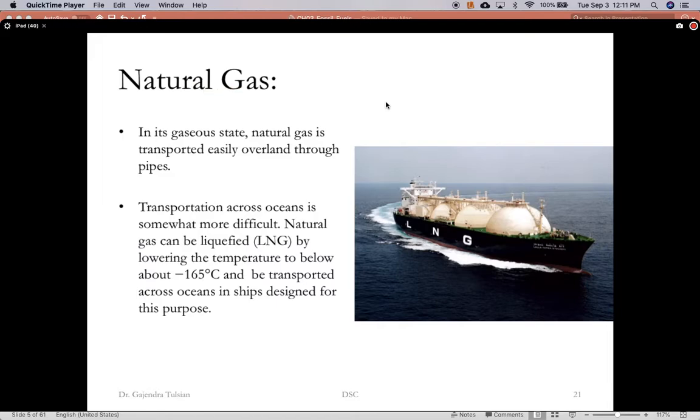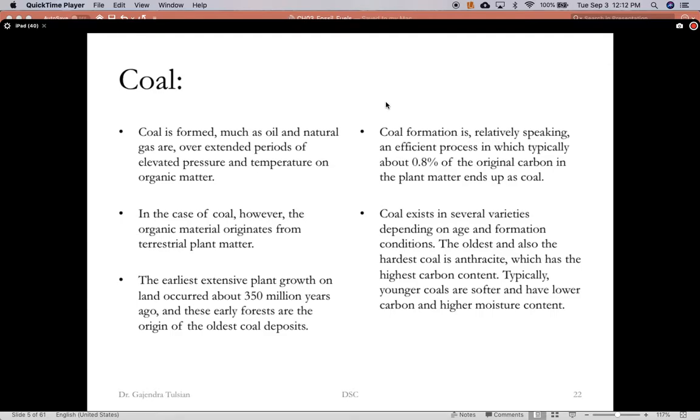Now, natural gas is a gas, and when it's in gas form, you can transport it via pipes over land. But if you want to bring it across the oceans, gas would take a large volume. So what you want to do is condense the gas to liquid. But natural gas becomes liquid at minus 165 degrees Celsius. That's quite cold. So here are freezers containing liquid natural gas. All right, let's pause here.